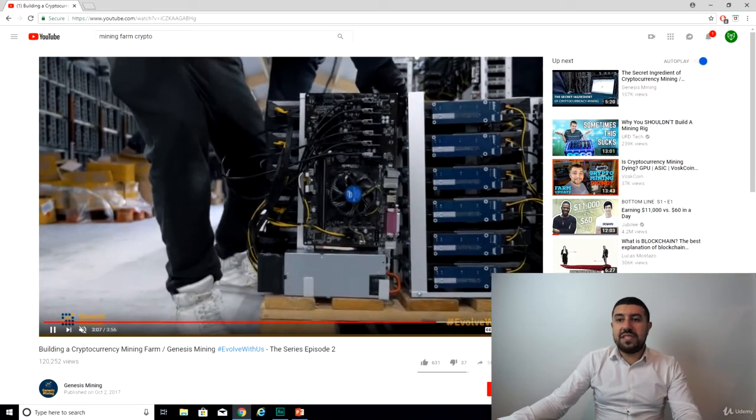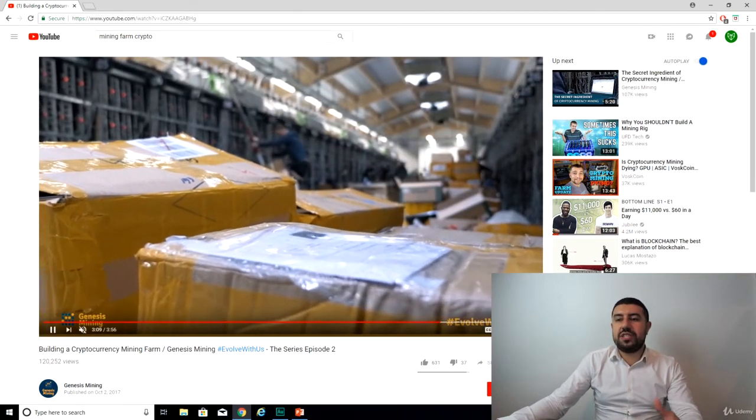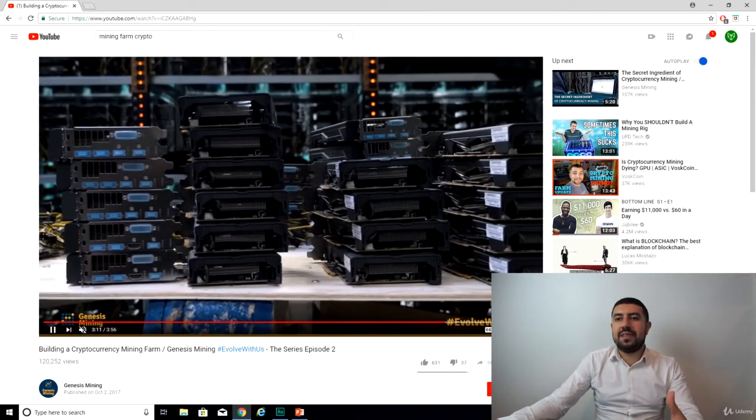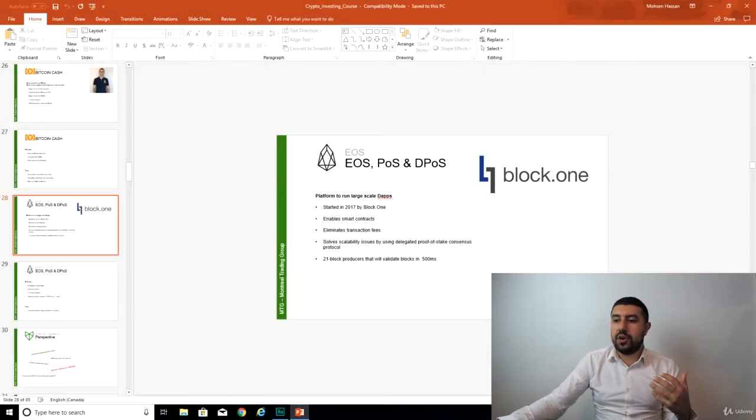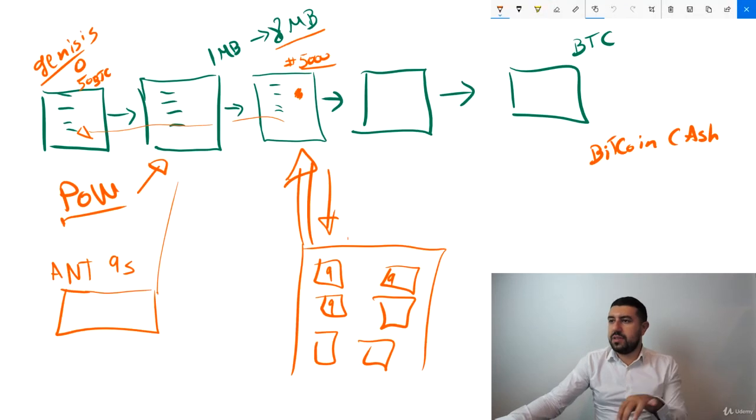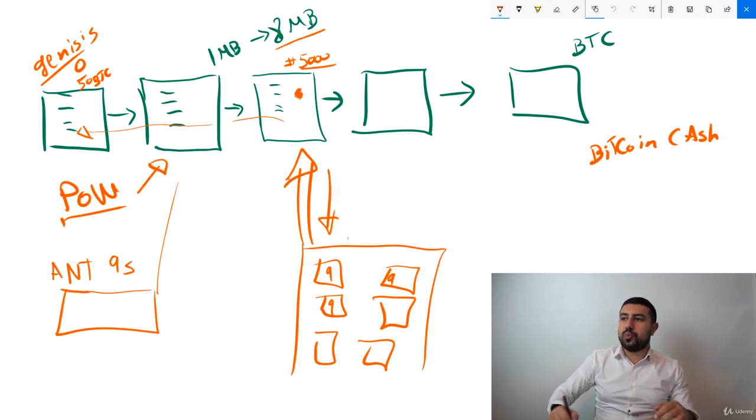And the thing is, all of these machines consume so much electricity, so much power. Is that the most efficient way? So we came up with a different type of consensus algorithm, right? And that consensus algorithm basically does it a bit differently. It's called proof of stake.